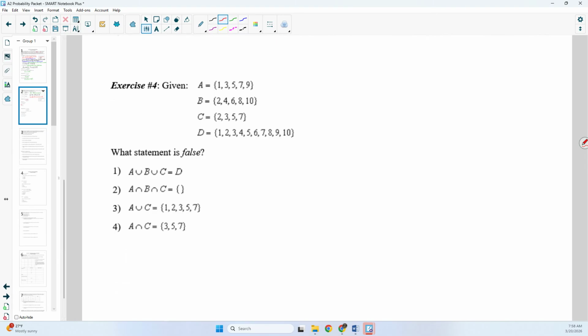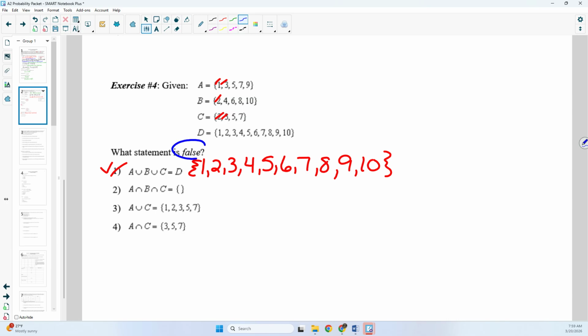The next problem is a little more involved. So we have A, B, C, and D, and they're going to ask me a bunch of statements and decide which one is false. So I'm just going to go through them. The first one says, if I unite A, B, and C, do I get set D? So I'm actually going to list that out. I need a 1, a 2, a 3, 4, 5, 6, and it looks like I need all of the integers from 1 to 10. So that does look correct. That is set D, so this one is good. We're going to cross it out because we are looking for the false statement.